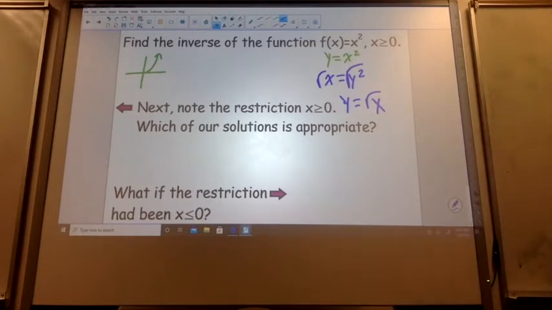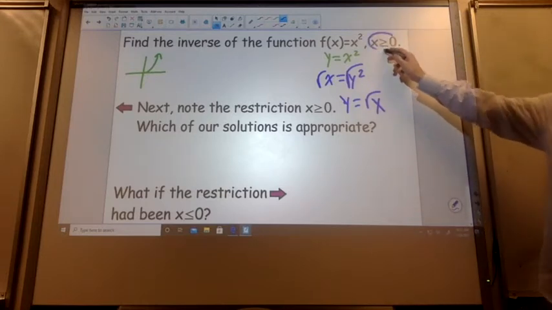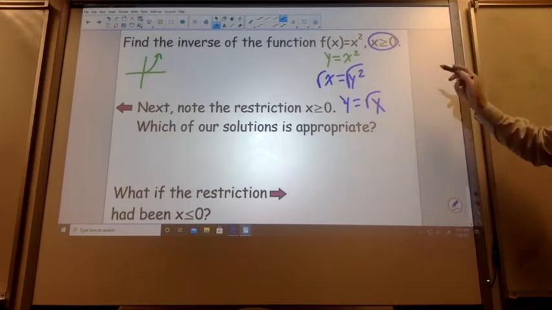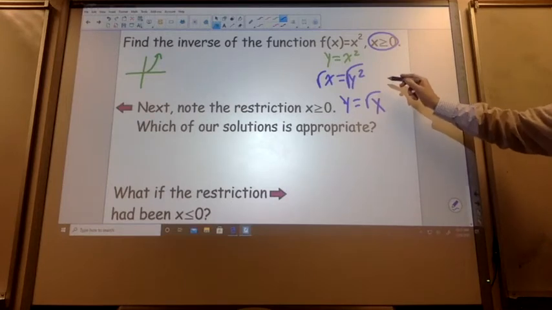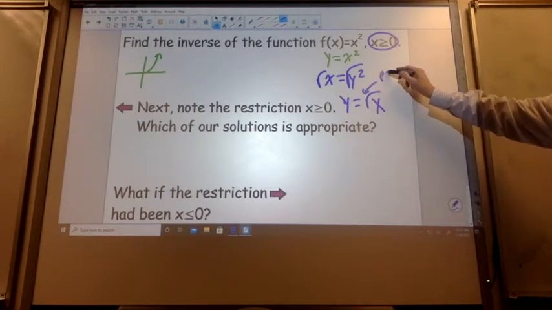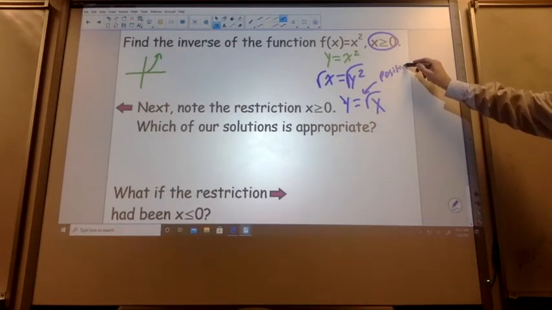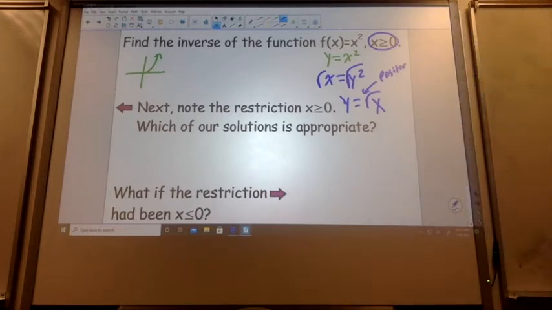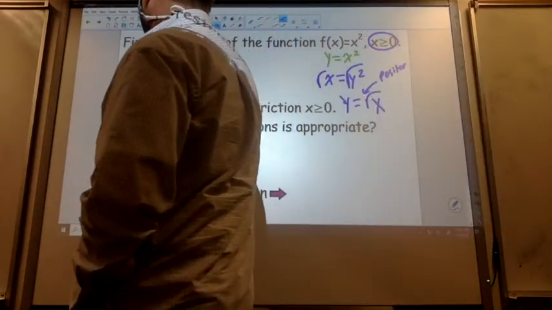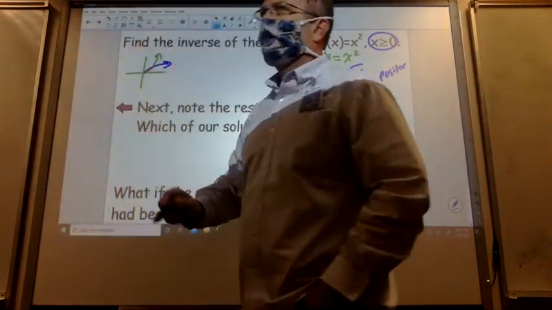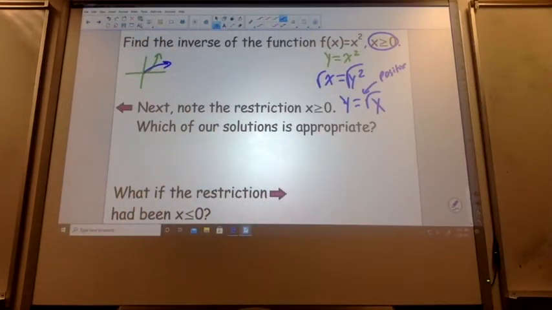All right, now, remember when we said this? That has to apply to this as well. That's why this only has a positive component. I don't have to do the plus or minus on this because I restricted it. And this graph would basically look like this. Okay? So it's only a portion of it.